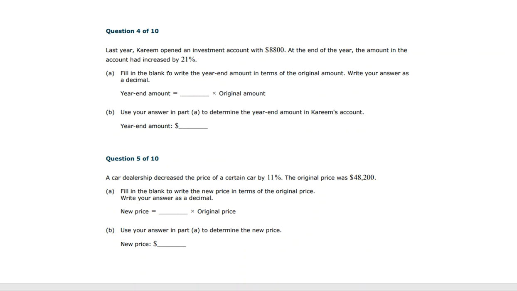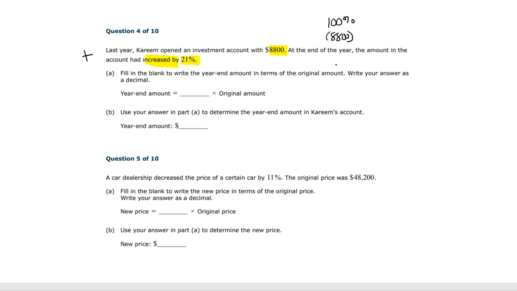Last year, Kareem opened an investment account with $8,800. At the end of the year, the amount in the account had increased by 21%. So let's look at some of our keywords here. Increased by, that means we're going to be using addition. Increased by 21%, so that's how much it increased by. And then Kareem opened the account with $8,800. So that was the starting amount. The starting amount would be the full 100%.